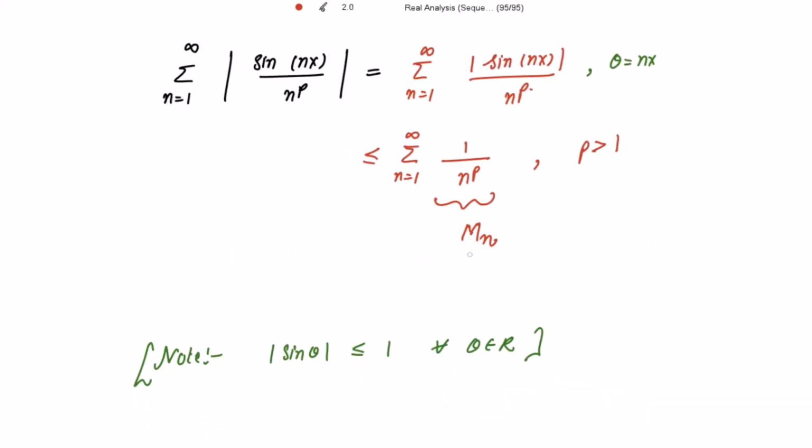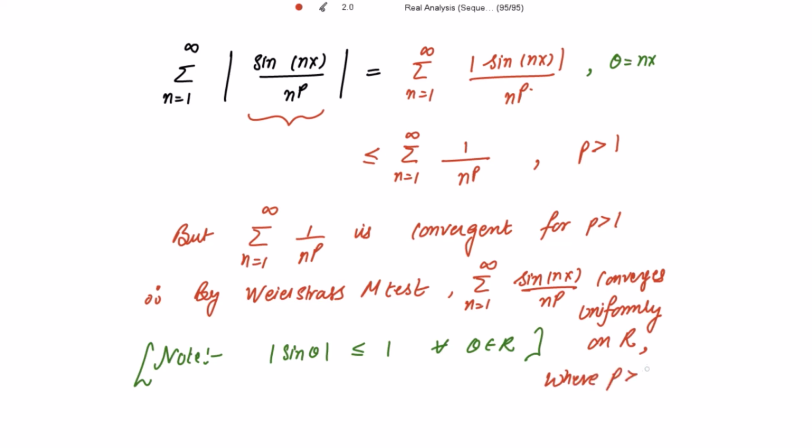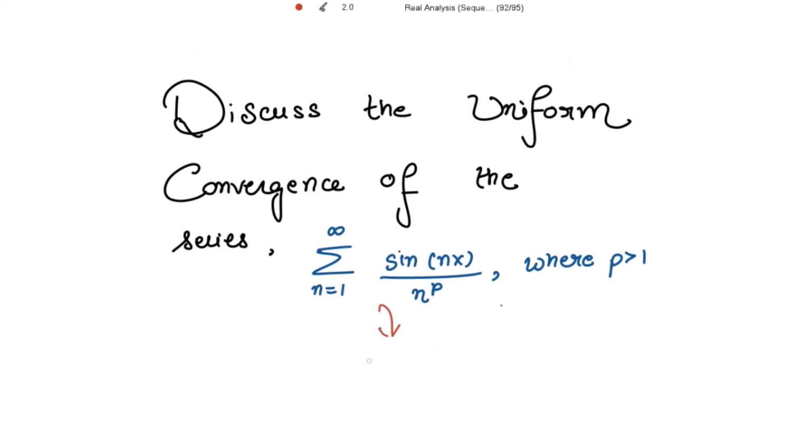Right? So if this is your M_n, we write further that summation n going from 1 to infinity of 1 over n to the power p is convergent for p strictly greater than 1. So by the Weierstrass M test, the infinite series u_n(x), and what is u_n(x)? This one, converges uniformly on R, where p is strictly greater than 1. So hence this series is uniformly convergent on R for p strictly greater than 1. Thank you.